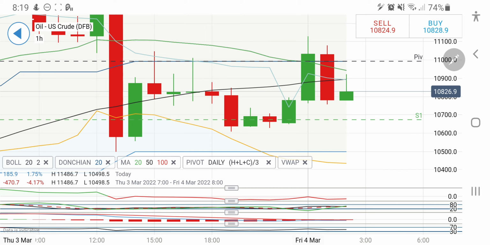On the downside, once it breaks 106.5, you can go short. You can expect 105, 103 and $100 levels on crude oil today itself. So take your positions accordingly. Now let's have a look at natural gas.